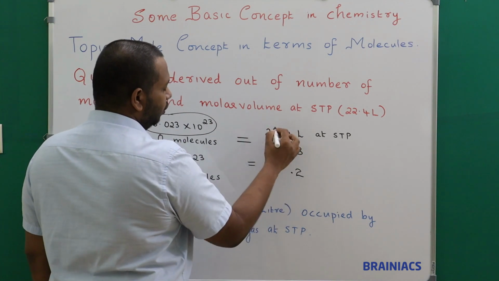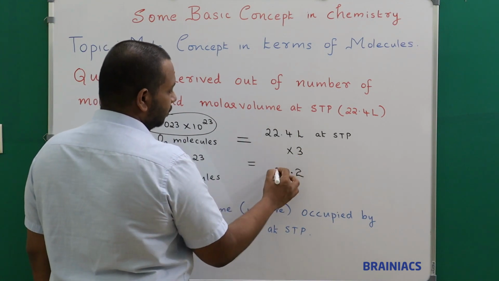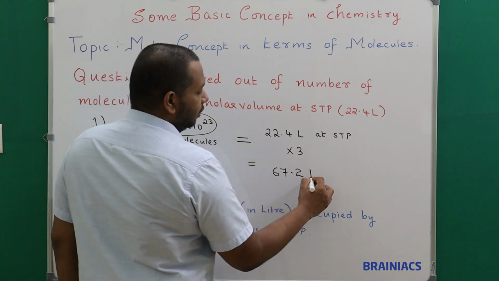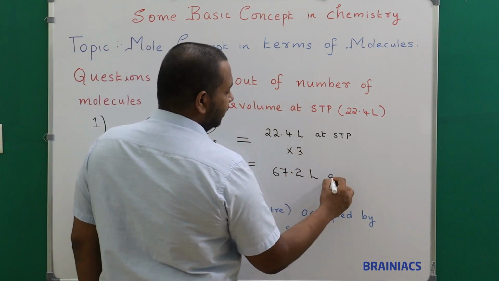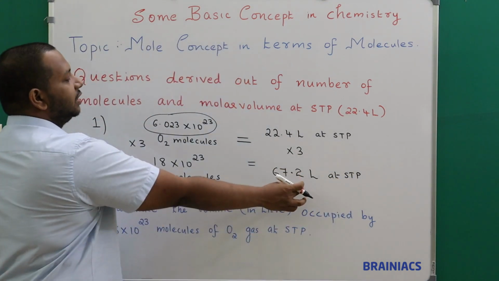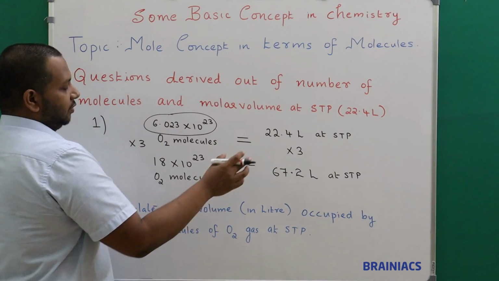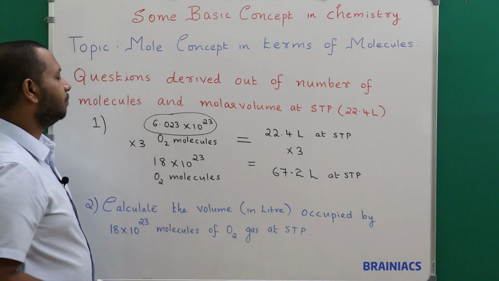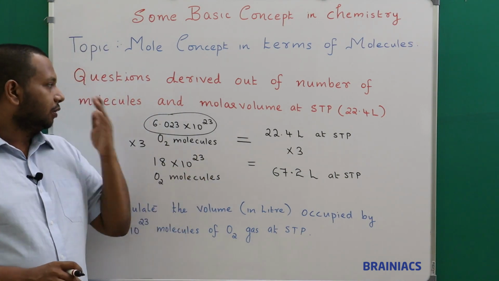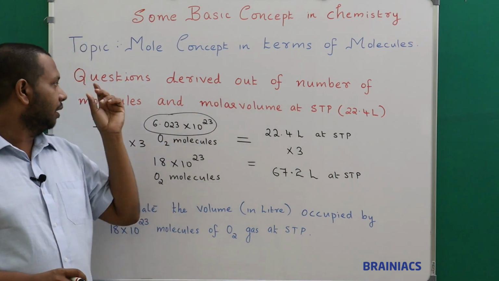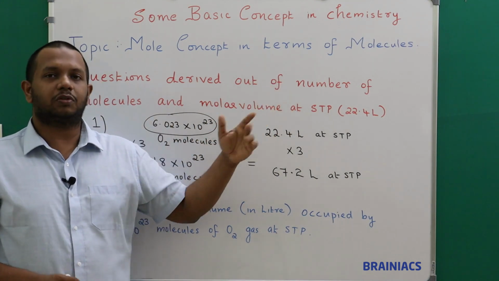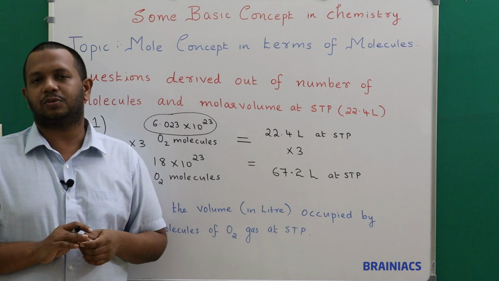You can put the dot. 3 into 2, 6, 7. 3 into 2, 6. So I can say the answer is 67.2 liter at STP. So this will be the volume of the oxygen gas at STP if it has 18 into 10 power 23 oxygen molecules. I hope you understood the relationship between the number of molecules and molar volume at STP. The number of molecules also we tried to link with every term. That is also now over.